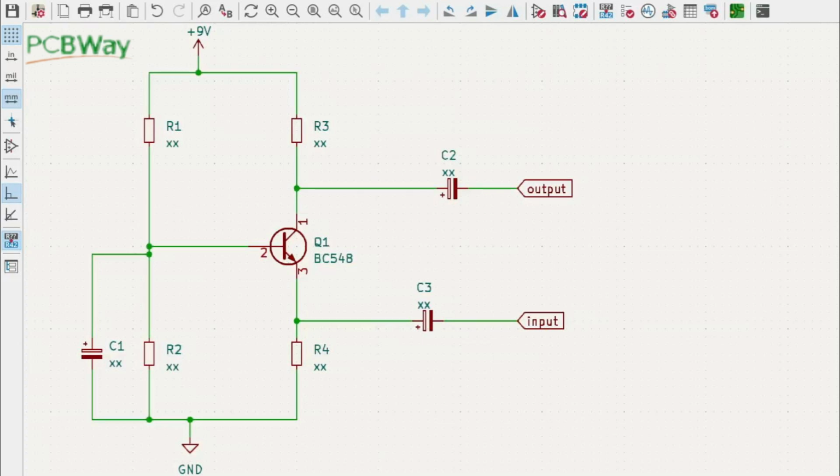So let's start with the design. First we'll decide on the emitter resistor value. So let's make the emitter voltage equal to 1 volt with a current flowing through the emitter resistor of 1 milliamp. This makes the maths easy, so R4 equals 1 volt divided by 1 milliamp equals 1k.